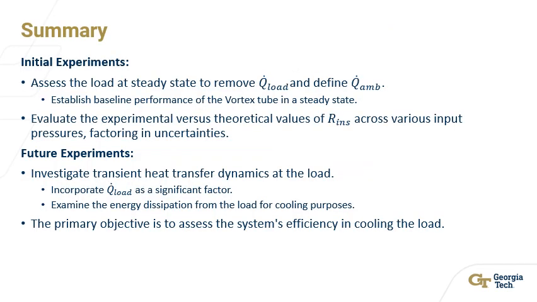This summary outlines the initial experiments, which determined the steady-state performance of the vortex tube and defined ambient heat. The results were compared against theoretical predictions, accounting for variable input pressures and uncertainties. Future experiments will explore transient heat transfer and the role of Q load. The aim is to enhance understanding of the system's efficiency in cooling the load.